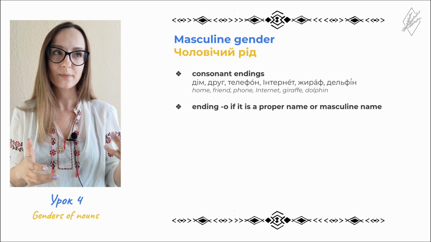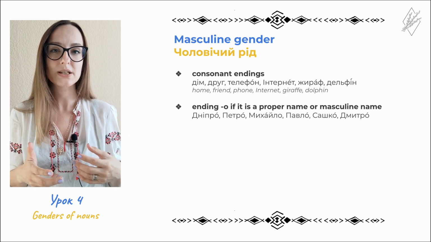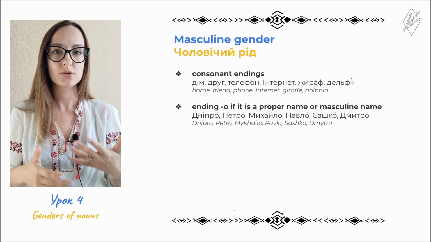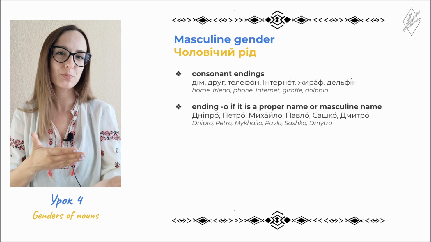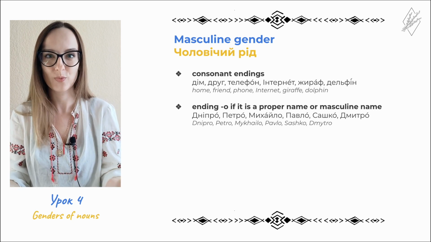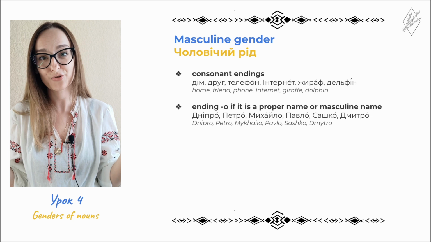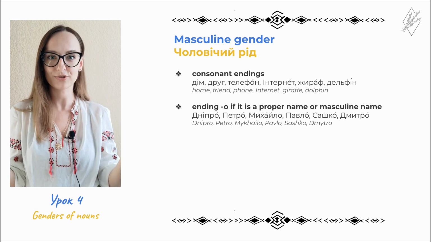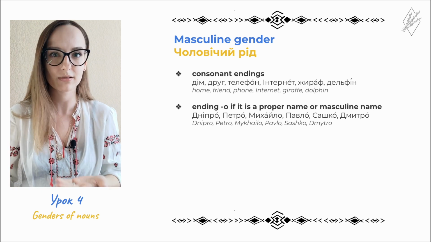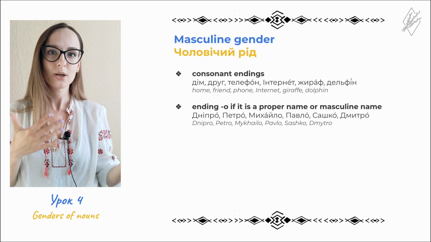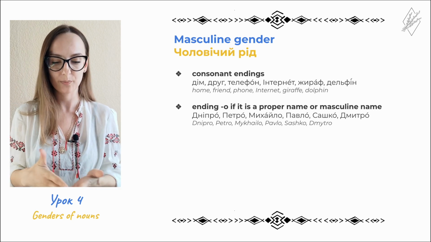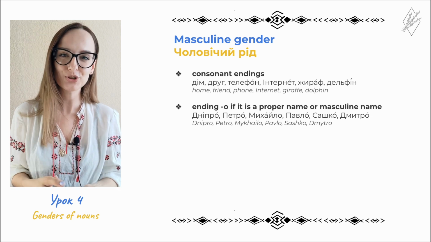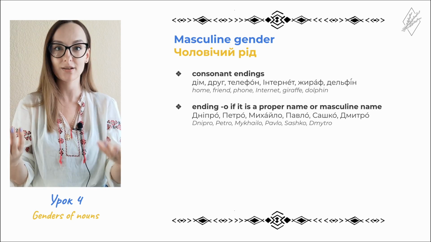Also, it can be a noun with ending o, but only when it denotes some proper name, like the river Dnipro, which is masculine, the biggest river in Ukraine. And also if it's a personal name, just a male name, a lot of Ukrainian male names will have ending o. For example, Петро, Михайло, Павло, Сашко, Дмитро. They're all masculine, of course, because they denote men.